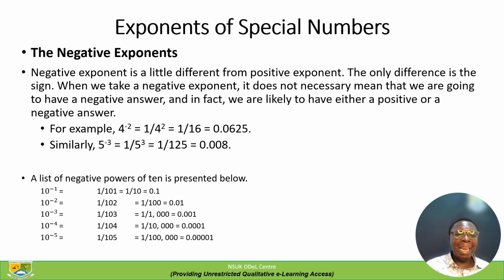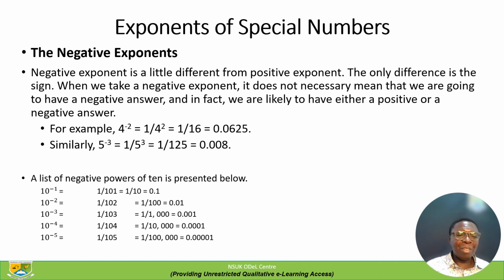So, a list of negative powers of 10 is presented below. So, look at this. We have 10 to the power of negative 1 is equal to 1 over 10 to the power of 1, which is equal to 1 over 10, which is equal to 0.1. If you pick 10 to the power of negative 2, you have 1 over 10 squared, equal to 1 over 100, equal to 0.01. The same thing for 10 to the power of negative 3 gives you 1 over 10 cubed, which is equal to 1 over 1000, which is equal to 0.001.